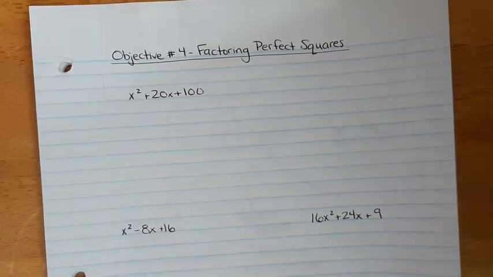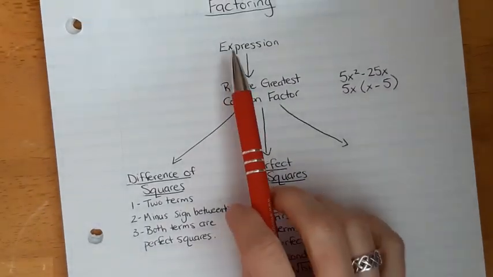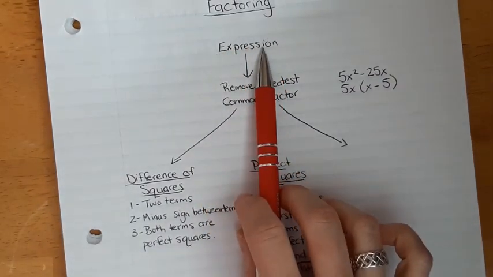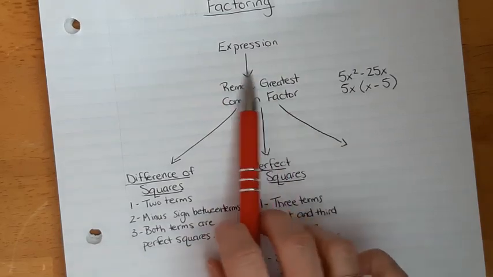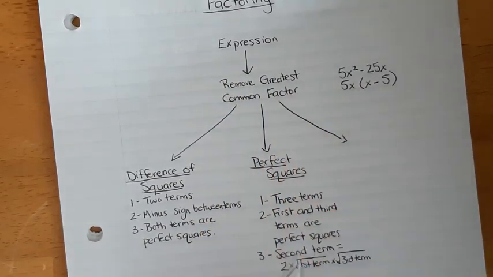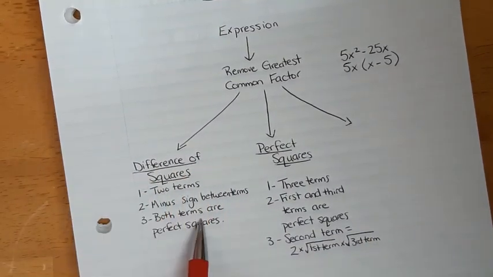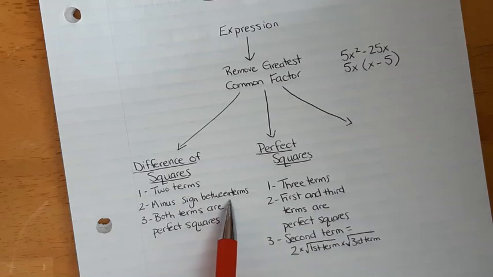So we're going to flip over to our flow chart to start. We started our flowchart with the expression that you're being asked to factor. Your first attempt at factoring is going to be to remove that greatest common factor, and we had an example here. The second method of factoring we looked at is what do you do if you have a difference of squares? That's two terms, a minus sign in the middle, and both terms being perfect squares.